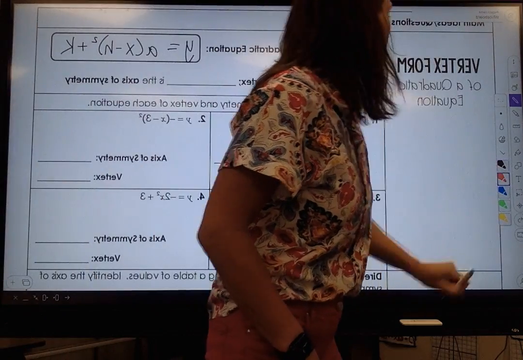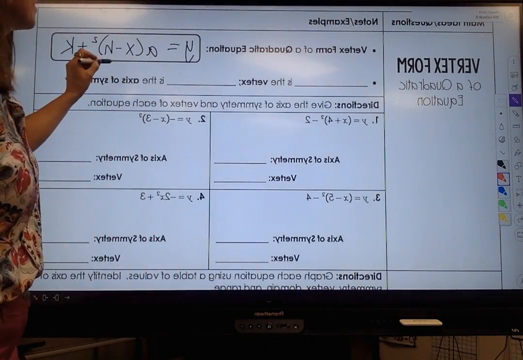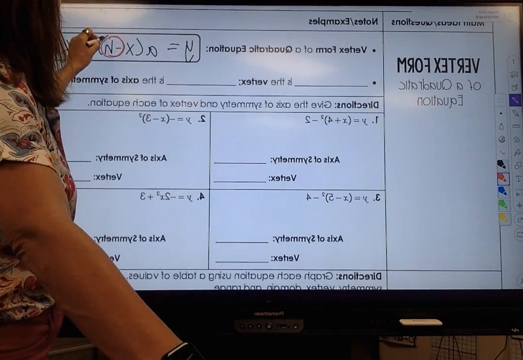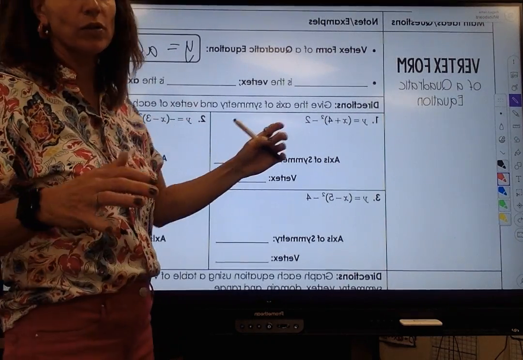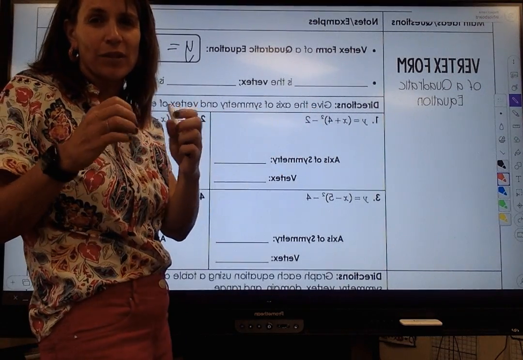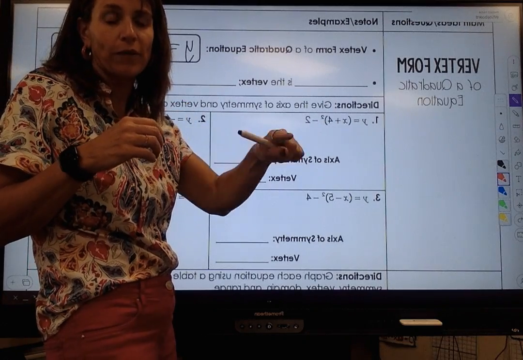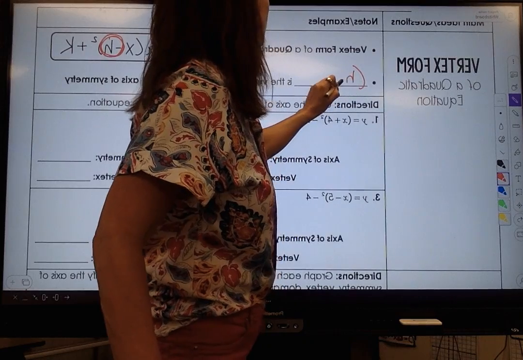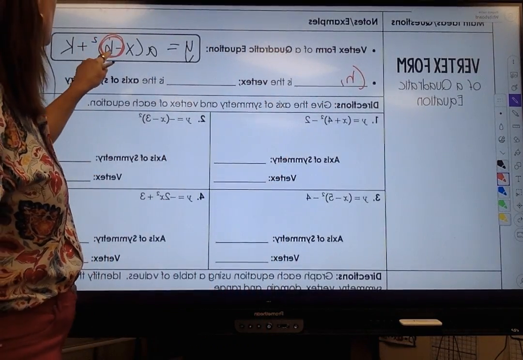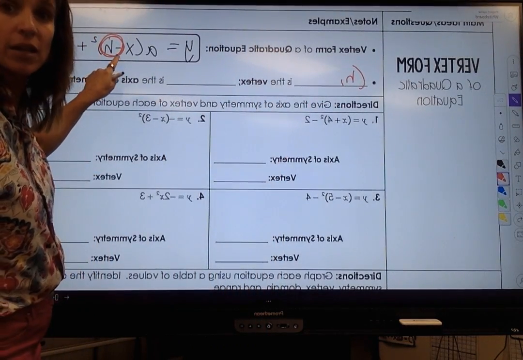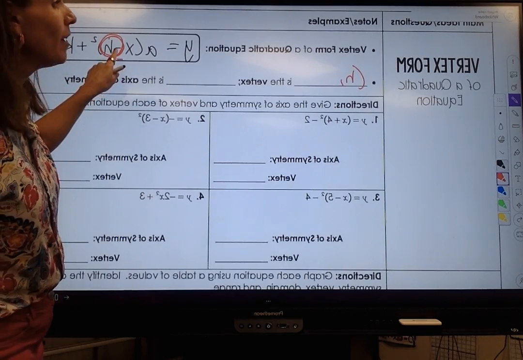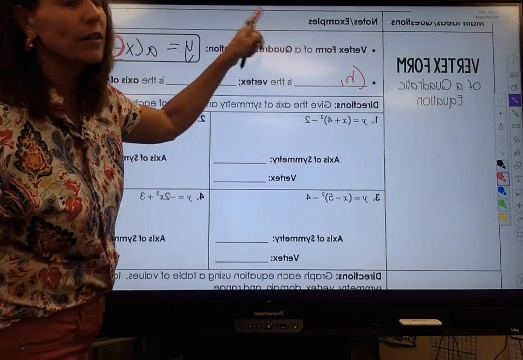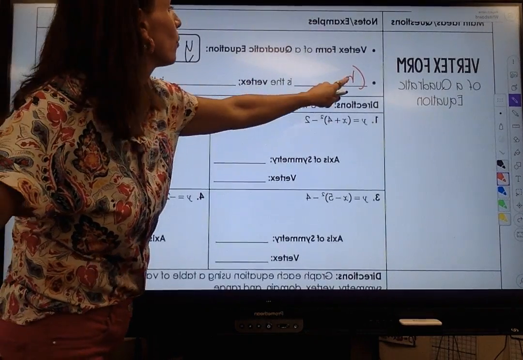Now, I want you to see here, h represents the horizontal shift. So it goes left and right. It's that x value because you go left and right on your graph. Those are your x values. So h represents your x value. Notice it's the opposite of whatever this is. So if this is a negative h, that means your x value is going to be located at h. It's the opposite, okay? So negative h, therefore it'd be positive.